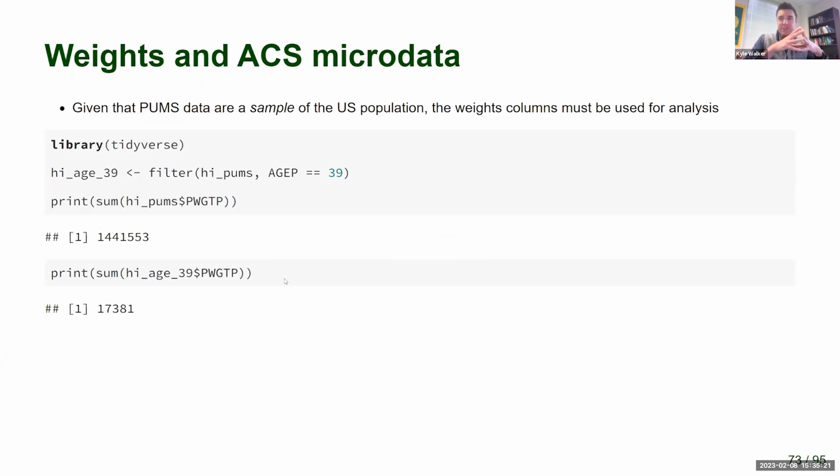The weights columns are essential, but what the weights columns do is, again, they allow us to take the individual level data and then make aggregate level inferences. And so I'm 39 years old. I am turning 40 next month. So maybe I'm interested in analyzing 39-year-olds in Hawaii. What I can do is use that filter command like we just learned, and I could filter for all of those people in the sample that have an age of 39 and maybe ask the question, how many people are age 39 approximately in Hawaii? So let's take a look at that.